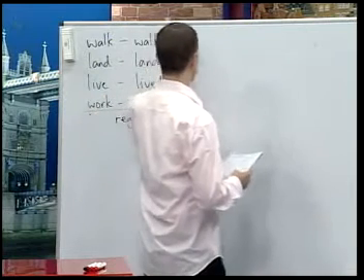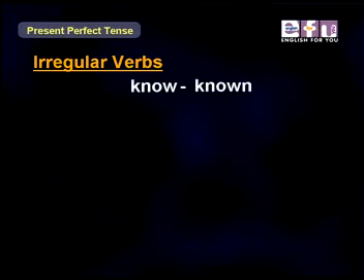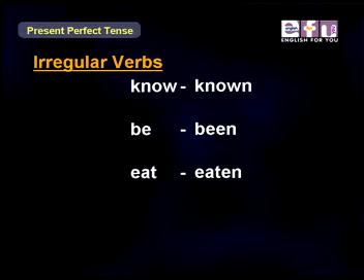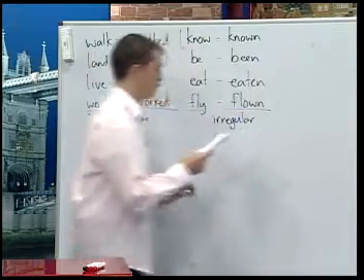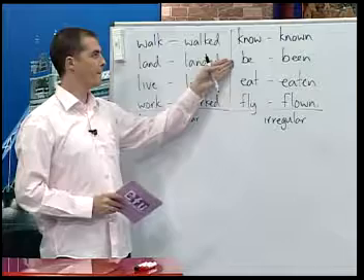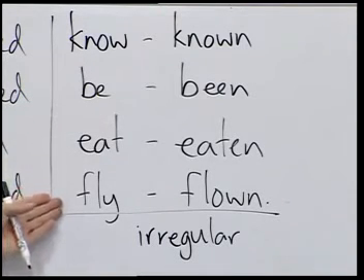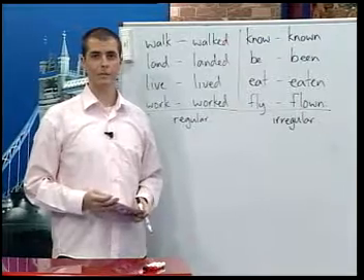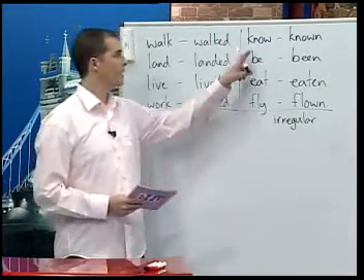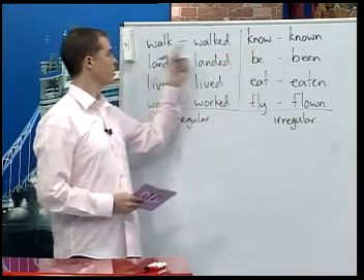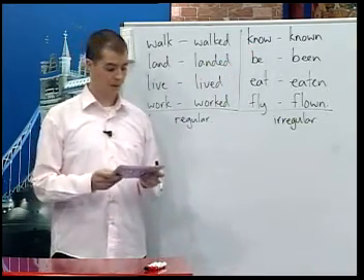Let's look at them. We have, for example, know, known, be, been, eat, eaten, and fly, flown. These are irregular. You just have to remember these ones. There's no rule. You have to learn the verb and think, is it a regular verb, or an irregular verb, and learn the past participles.